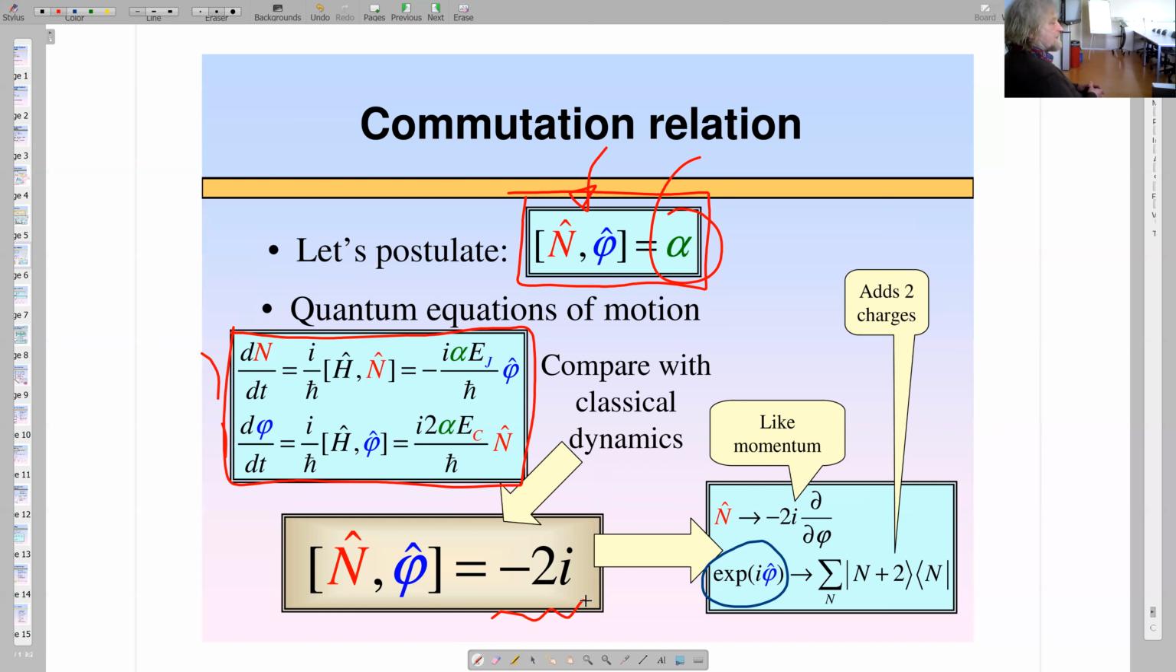Right. This is a bit arbitrary choice, but let us treat phase as a coordinate. The number of particles, charge, must be something like momentum. So how momentum would be represented in coordinate representation, in phase representation? Well, that we know, it's going to be derivative with respect to phase.